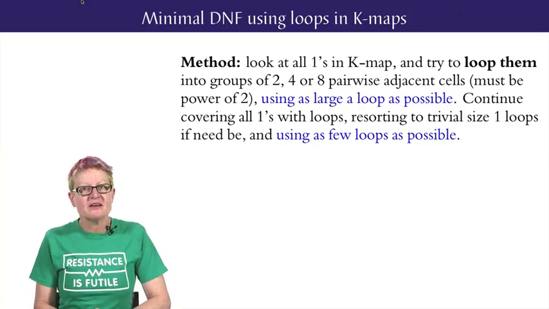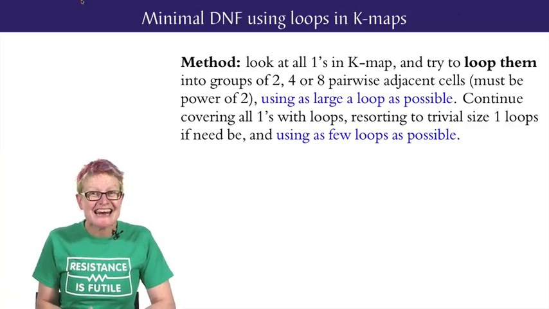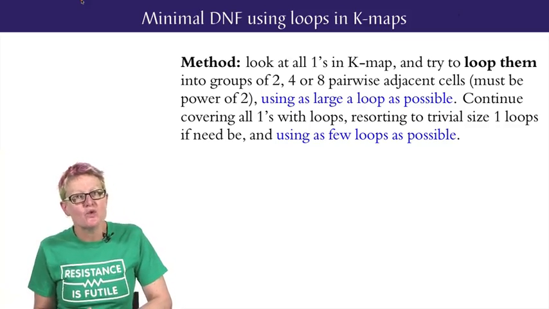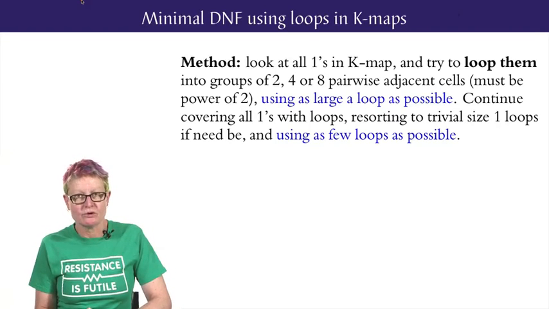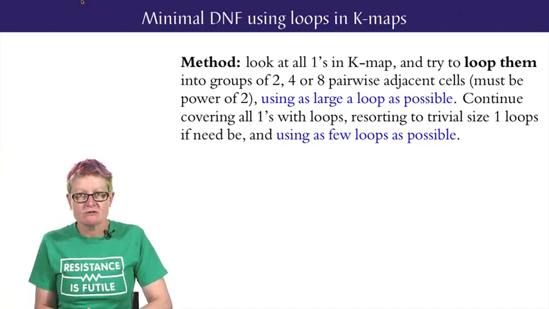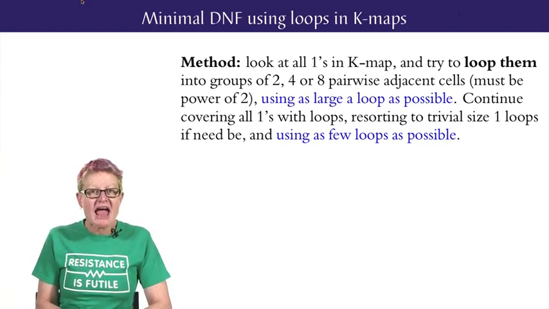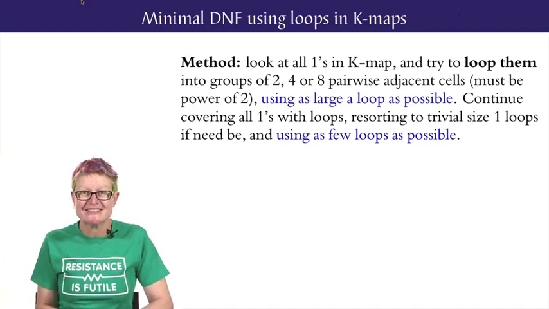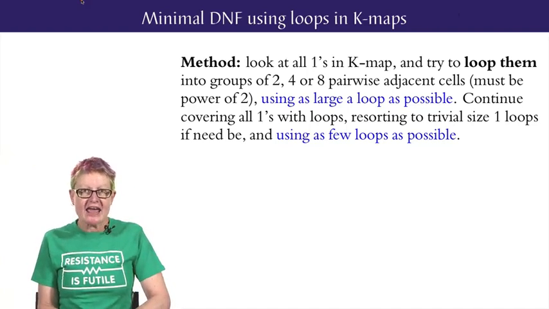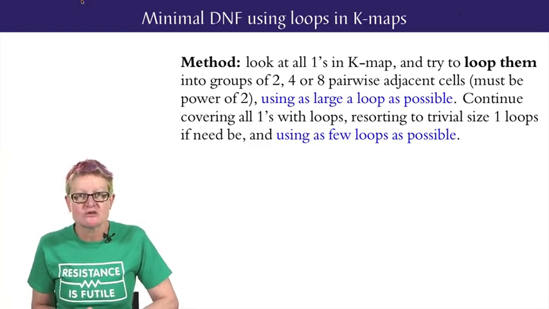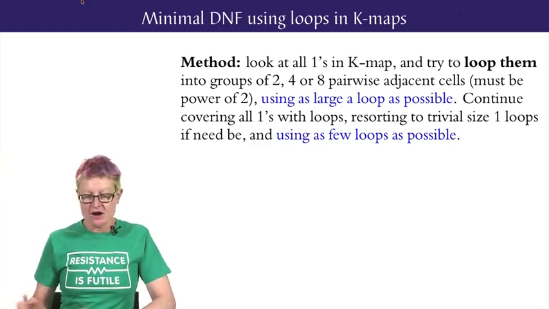The key to the method is to, 1, use as large a loop as possible, and 2, use as few loops as possible. Loops or groupings of pairwise adjacent cells must be of size a power of 2, so that 1, which is 2 to the power 0, is okay, as well as 2, 4, 8 or 16. The last resort is a loop of size 1.